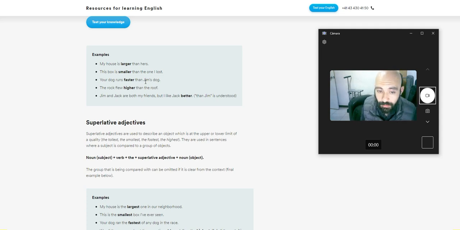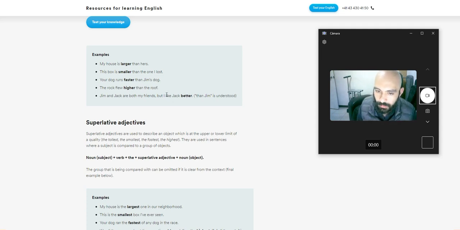And then we have, the rug flew higher than the roof. Okay, we're comparing an altitude in here, so it's kind of different, but it doesn't mean we cannot compare. Just the height as a scale for comparing things is not that usual, but you can actually do it. Then we have, Jim and Jack are both my friends. Okay, so far we're just talking about two people that are my friends, and then we say, but I like Jack better.